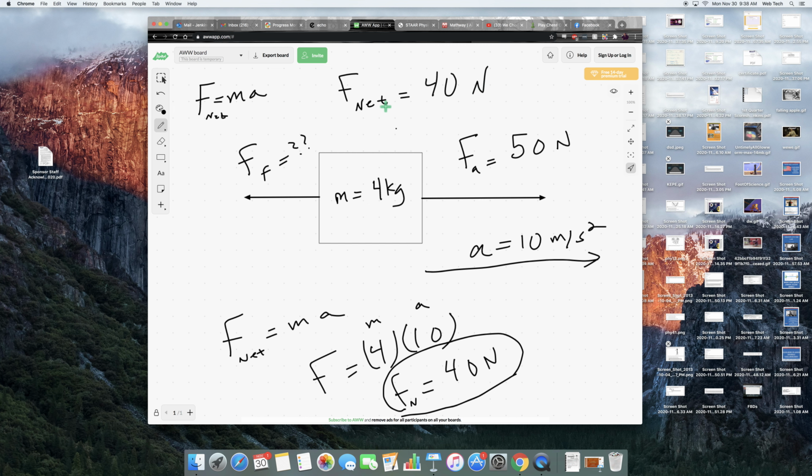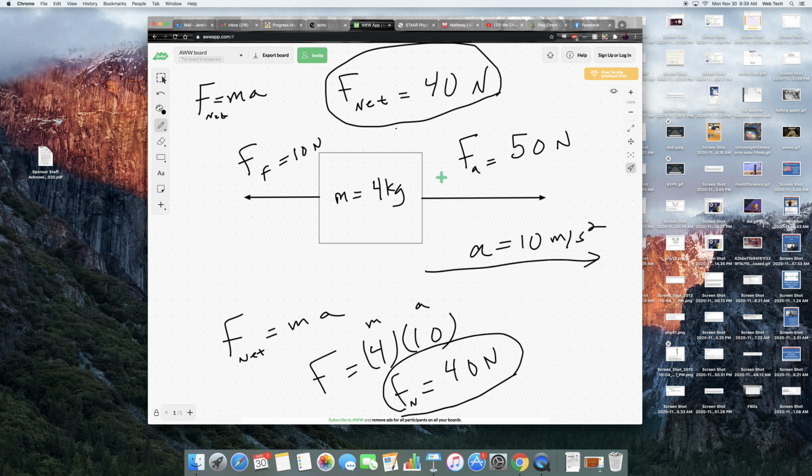But you're probably like, wait, what are you talking about? It's 50. Well, think about it. 50 newtons of force is dragging it this way. What's holding it back? Some newtons of force. How many newtons of friction do you think are holding it back? Think about it hard. What does it have to be? The outcome is 40. This is predetermined. I know that the net force is 40. What does this have to be? I hope you say 10 because you'd be right.